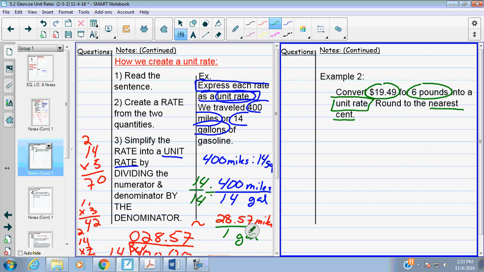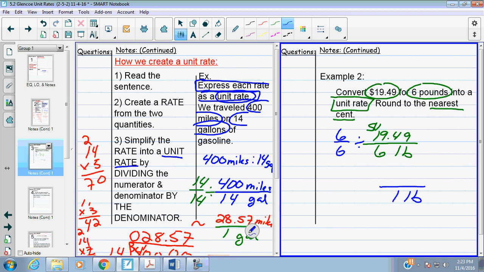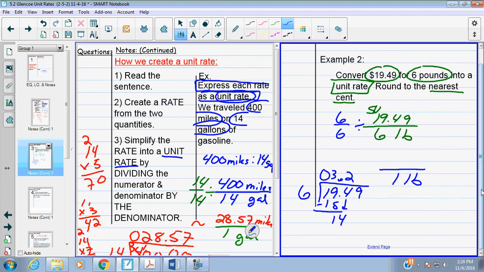Okay, welcome back. So $19.49 is set first for 6 pounds. Well, what number can we divide the bottom by to get it to become a number 1? Yeah, you're right. It's a number 6, and then we have to be fair and divide the top by the same number. So the bottom will be down to 1 pound, and 19.49 divided by 6. You can see we're going to be doing a decent amount of long division here. And I'm doing my long division quick, so feel free to pause and take your time doing it yourself.